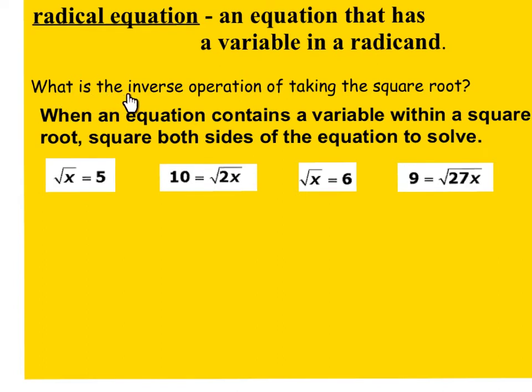So, what is the inverse operation of taking a square root? If I do a square root, how do I get rid of it? And guess what? The answer is you square it. If you square a square root, they will cancel each other.